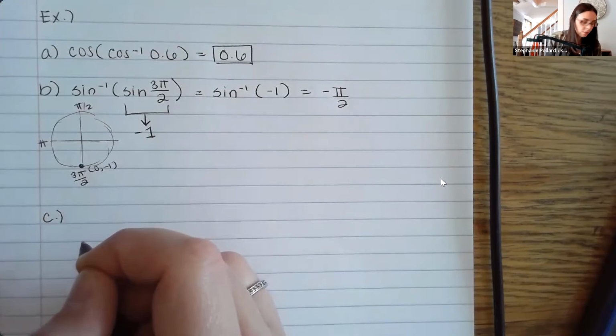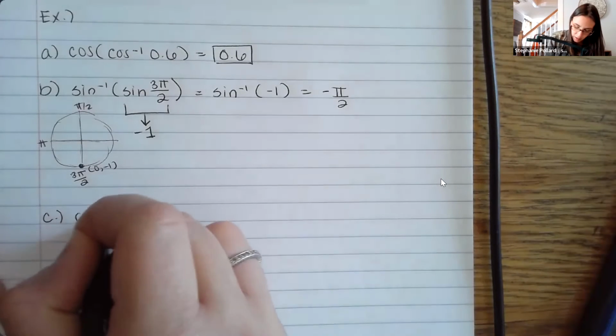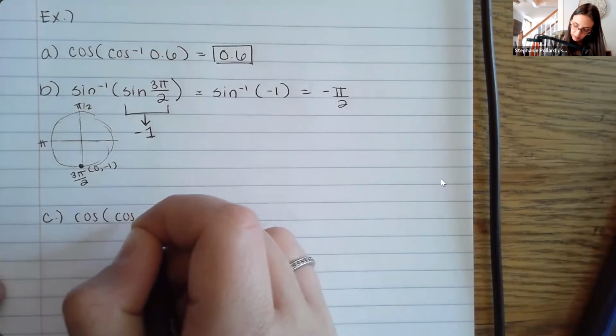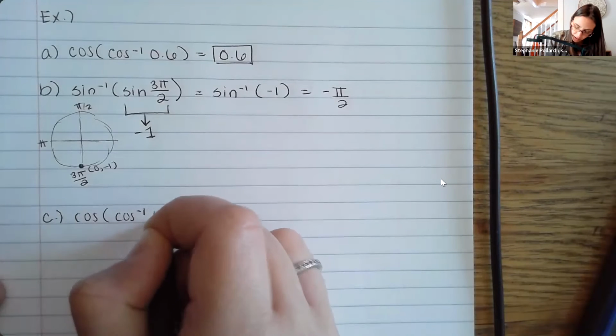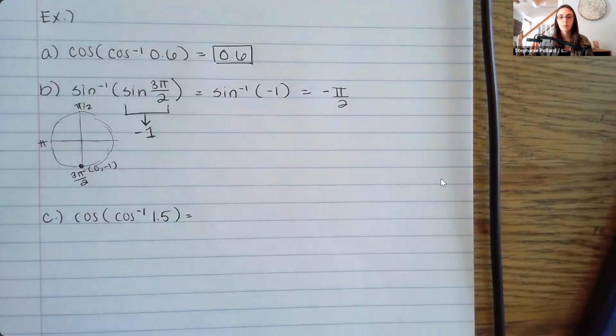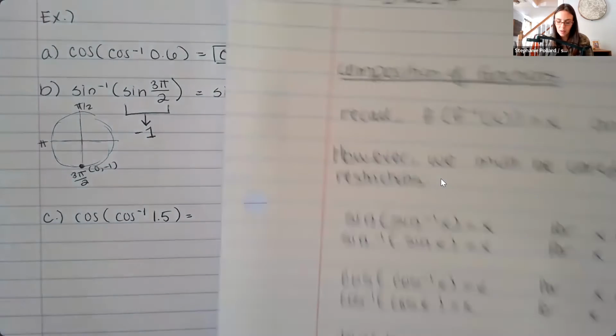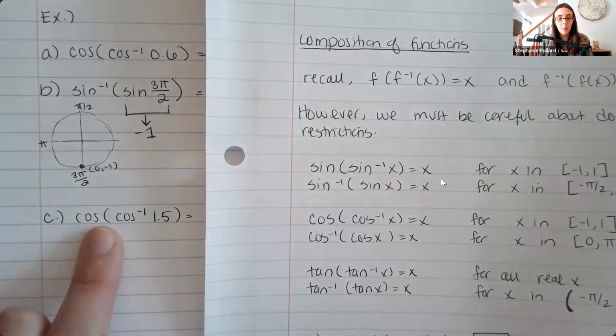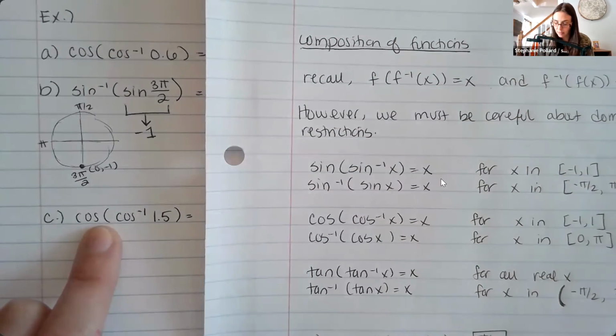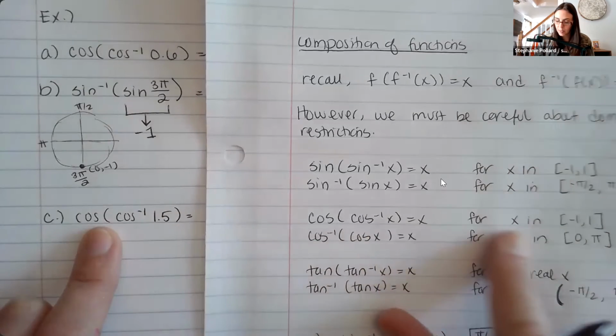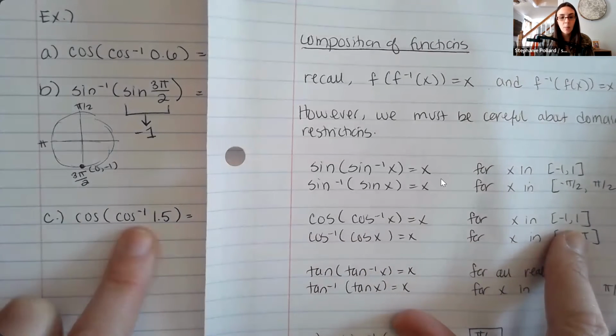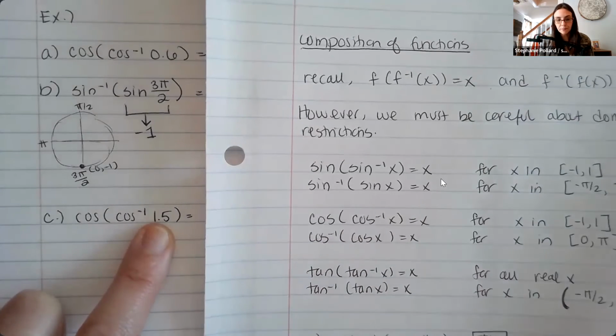And let's do one more. So we'll do cosine of inverse cosine of 1.5. So if I look at my chart here for composition, if I do cosine of inverse cosine, well, my value has to be between -1 and 1. So 1.5 is not between -1 and 1.